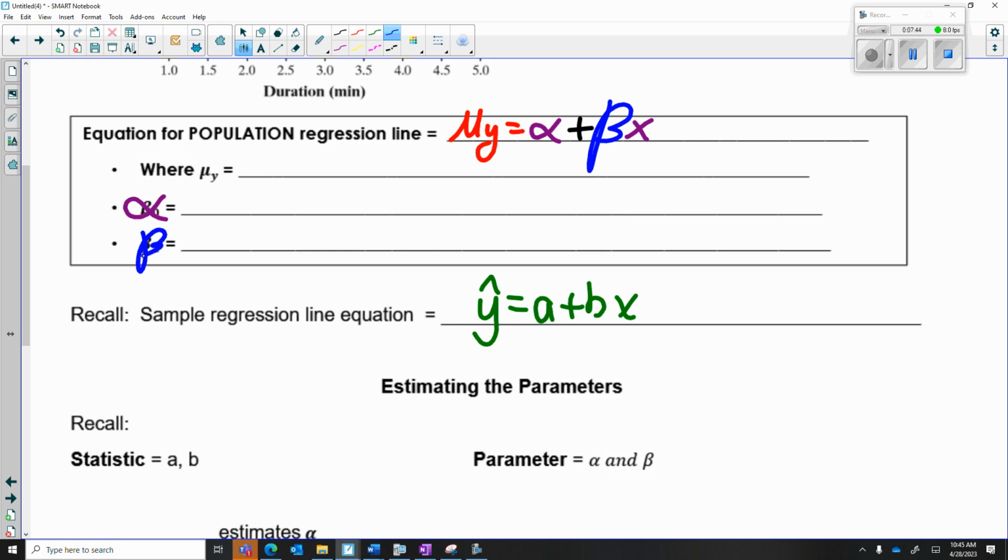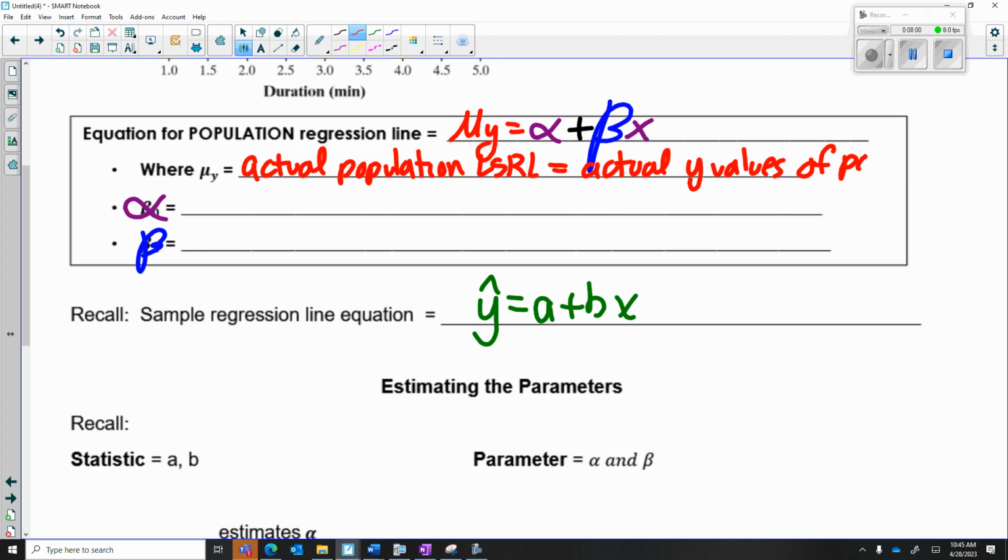Now what does it mean? The mu sub y is the actual population least squares regression line, which is the actual y values of the population. So we use our y hat to estimate all the y values in the population. The alpha is representing the y-intercept of the population line. And the beta is representing the slope of the population line.